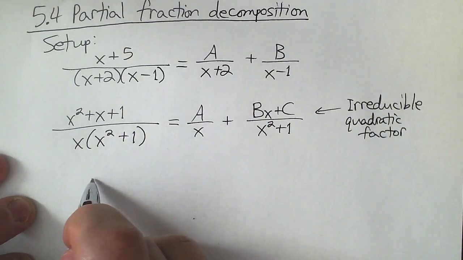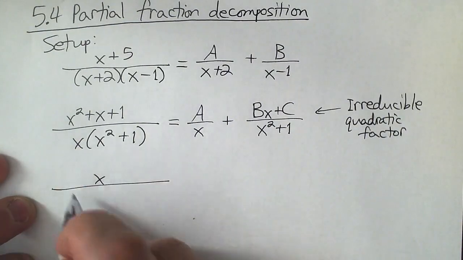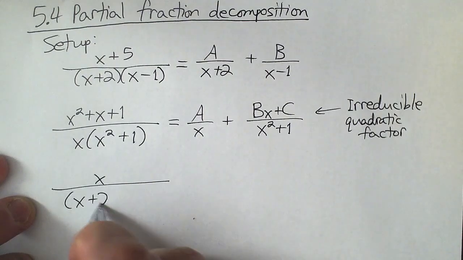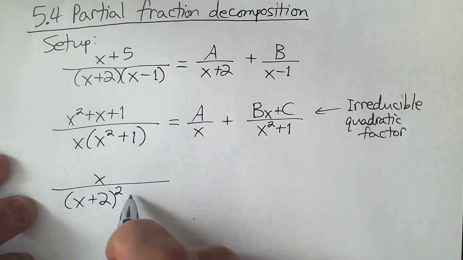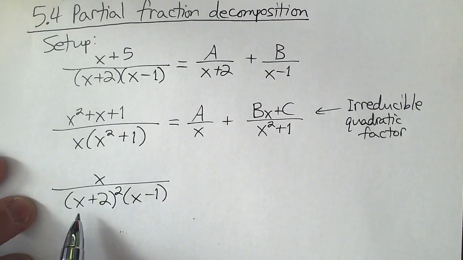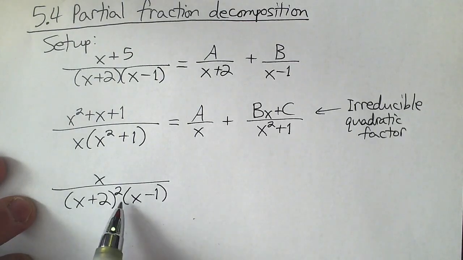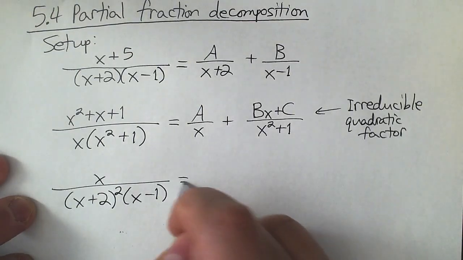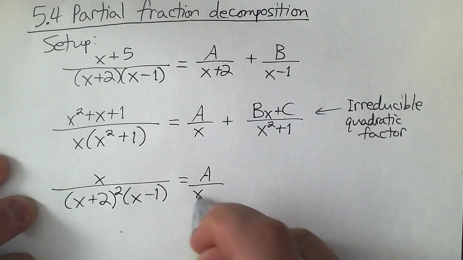And then there was one other case, and that is if you have a factor that appears more than once, such as squared. So that factor is kind of there twice. You can imagine it as like an x plus 2 and another x plus 2. And the setup was a little different for that one.